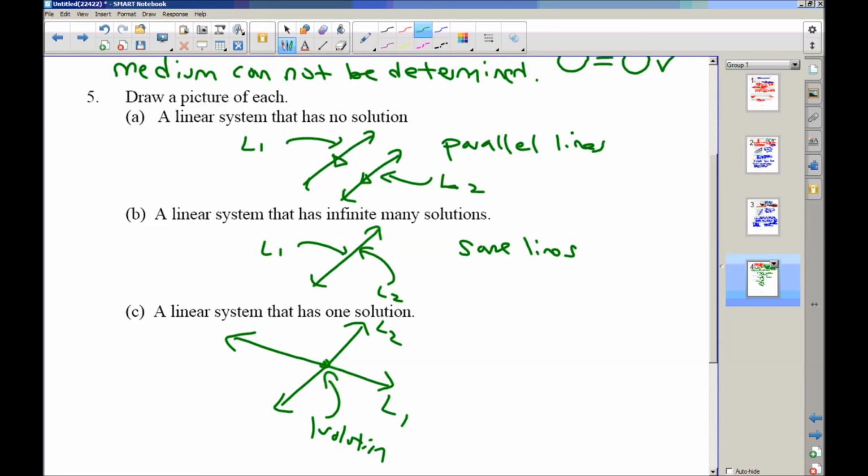Remember, we're looking for a place where they cross. So infinite solutions, the 2 lines cross everywhere. No solution, the 2 lines never cross. And one solution, the lines cross 1 time.